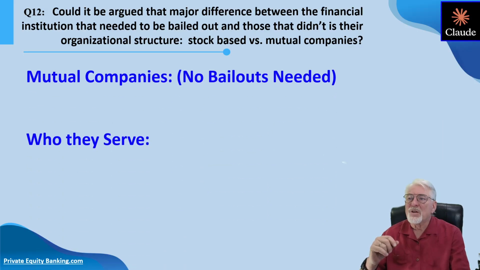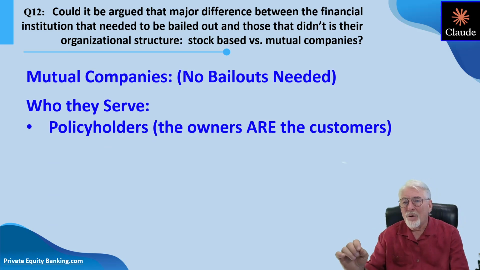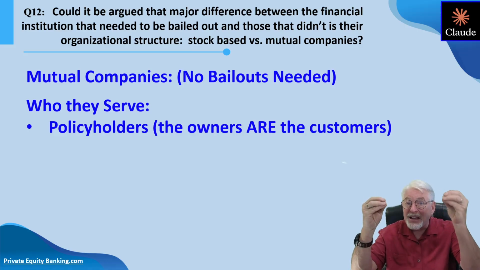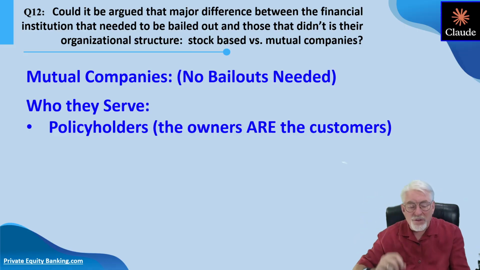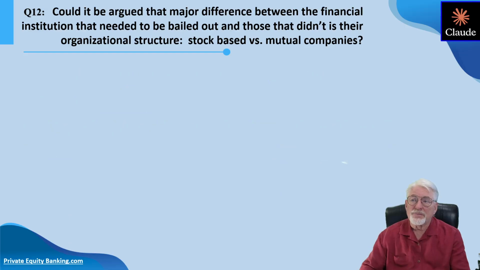Mutual companies, no bailouts needed. Who they serve? Policyholders. That is different than a stockholder. And they are also the owners and the customers. So those two are combined. Ownership in the company and customer are combined, so those interests are not divorced as they are in the stock world. Okay? The behavior equals conservative, low leverage ratios.